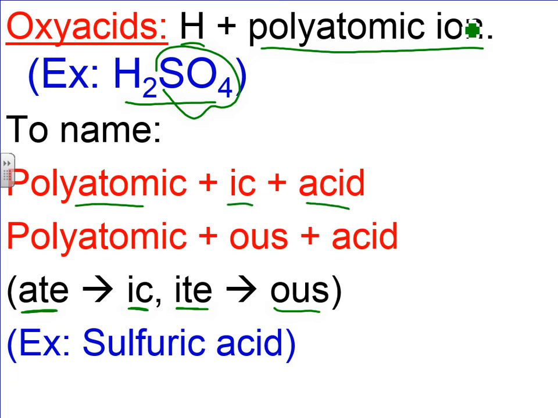Notice there is no hydro. This is important. You do not put the hydro in front. The hydro is reserved for the binary acids. So in the case of H2SO4, this here is sulfate. So ate becomes ic, and you call this sulfuric acid. If it were sulfite, then it would become sulfurous acid.